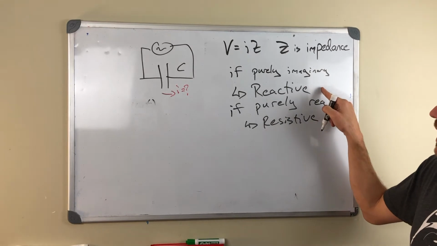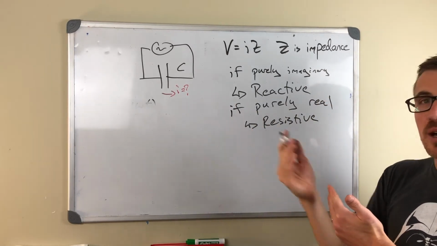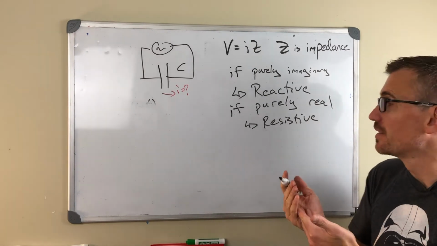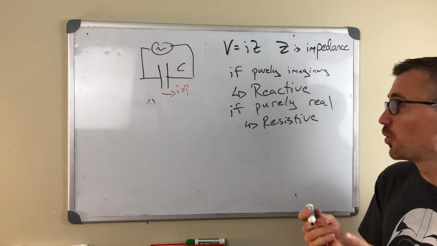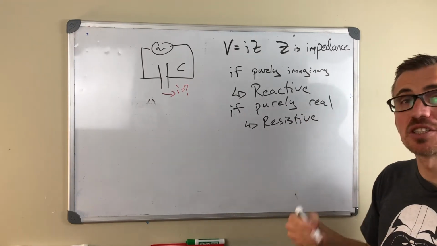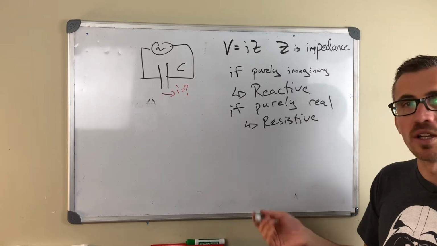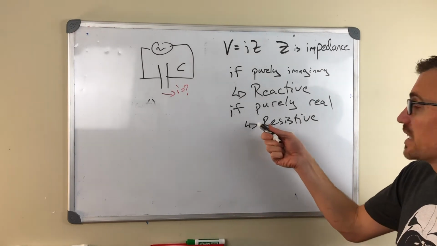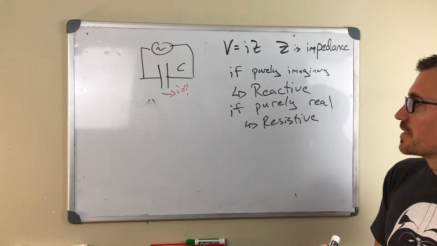But in the reactive case, whenever you have that j there, that means the current is plus or minus 90 degrees out of phase with the voltage. If it's resistive, it's just a number. I is equal to 12 volts divided by 1 kilo ohm or something like that. So it's in phase and out of phase here. Why is that such a big deal?